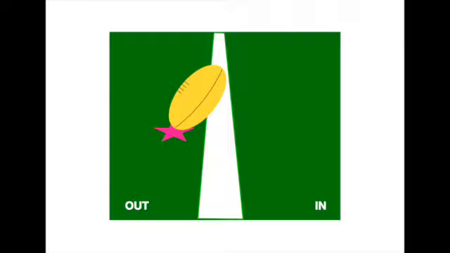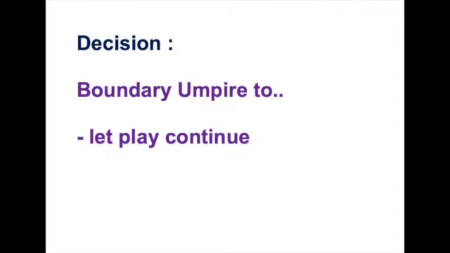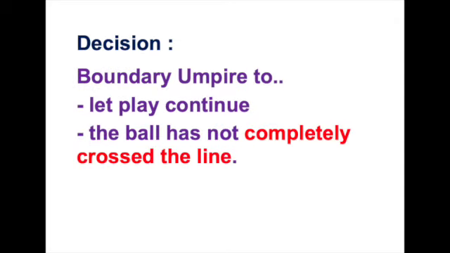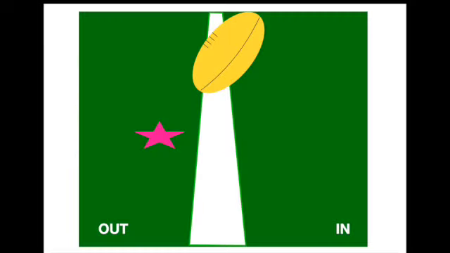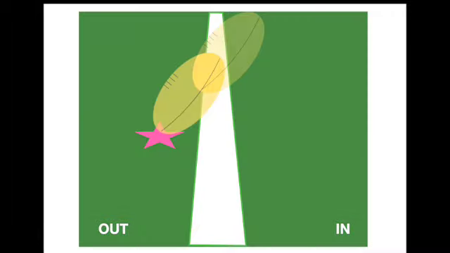We can see from this picture that the ball has not completely crossed the line. So as a boundary umpire, we let play continue. And even though it's hit the ground on the full, the ball has not completely crossed the line in doing so.